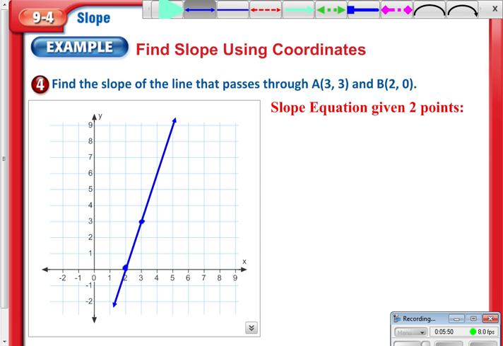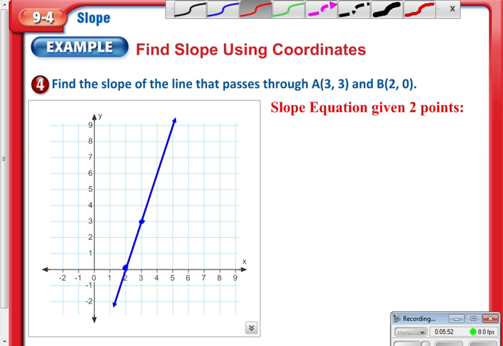Notice my graph is increasing, so I should have a positive slope. I'm going to use these 2 points, so I come over 1 unit, up 1, 2, and 3 units. So my rise is 3, my run is 1. 3 over 1 reduces to 3. So my slope in this problem would be 3.